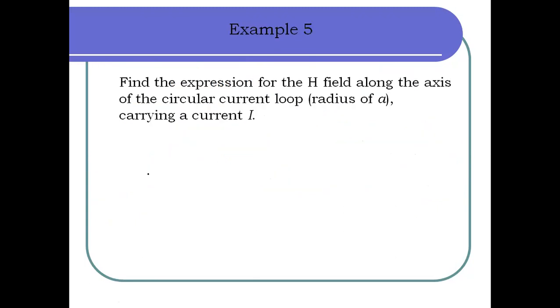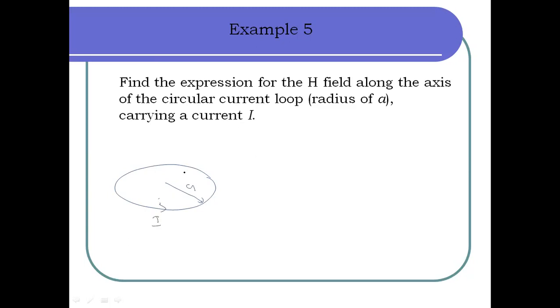Okay, let's have a look at example number 5, which is to find the expression for the H field along the axis of a circular current loop having a radius of A and carrying a current of I. If we resketch this diagram, it should look like this. We now have a circular current loop with a radius of A, and it carries a current of I.